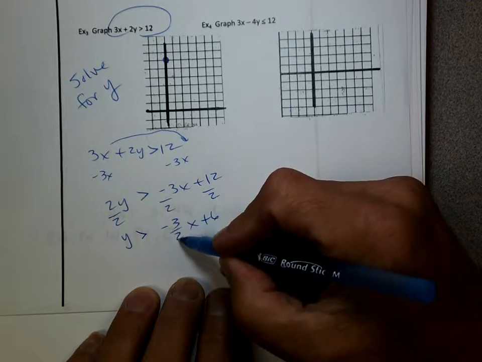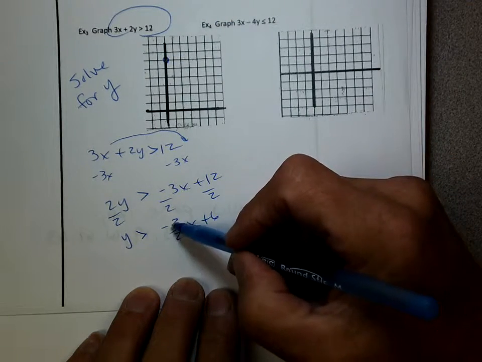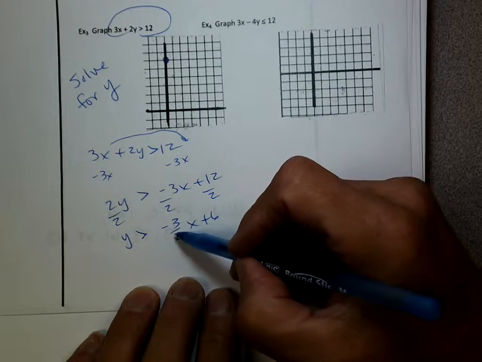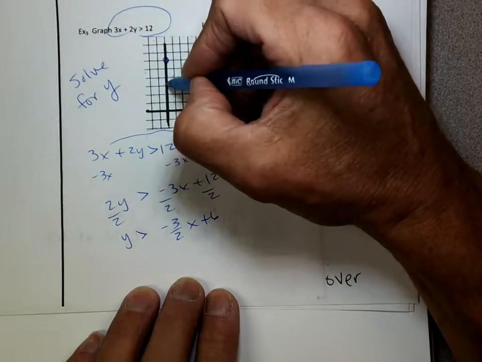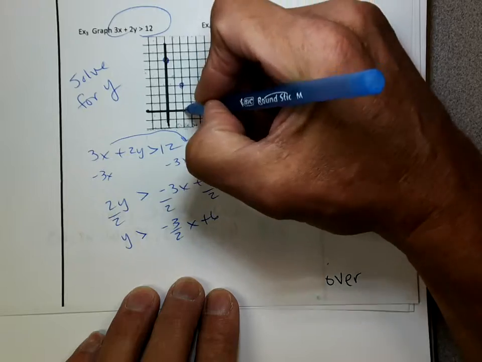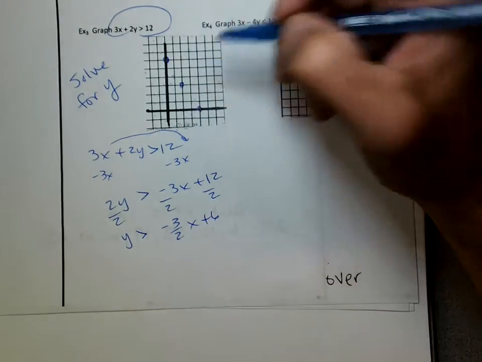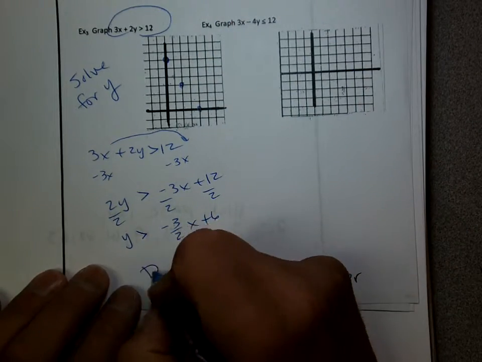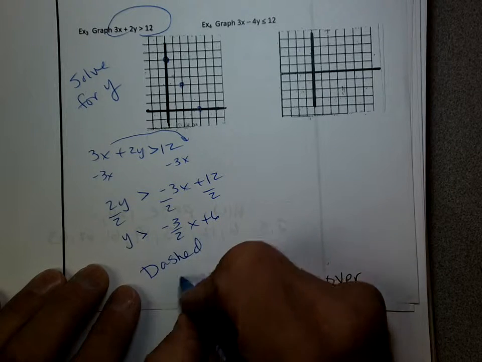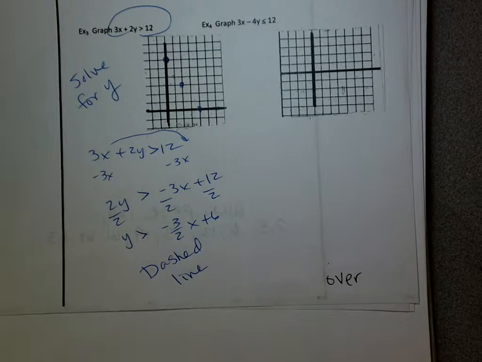Slope is negative 3 over 2. Remember, rise over run, so I'm going to go down 3 over 2, down 3 over 2. So I'm going to go down 1, 2, 3 over 1, 2, down 3 over 2, and make it a dashed line. Okay, it's got to be a dashed line because there's no equal sign.